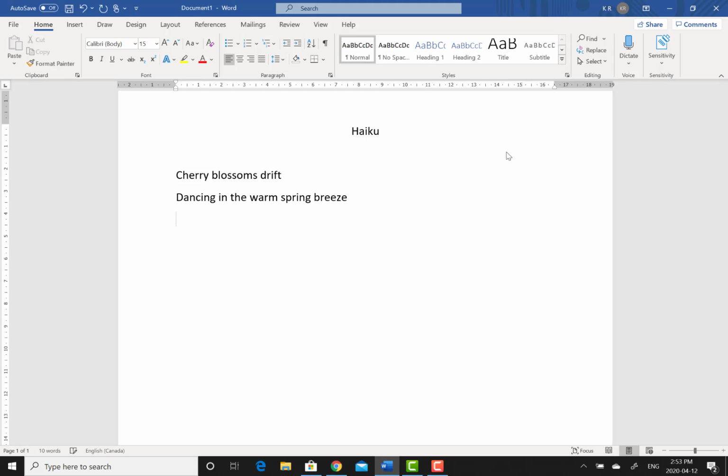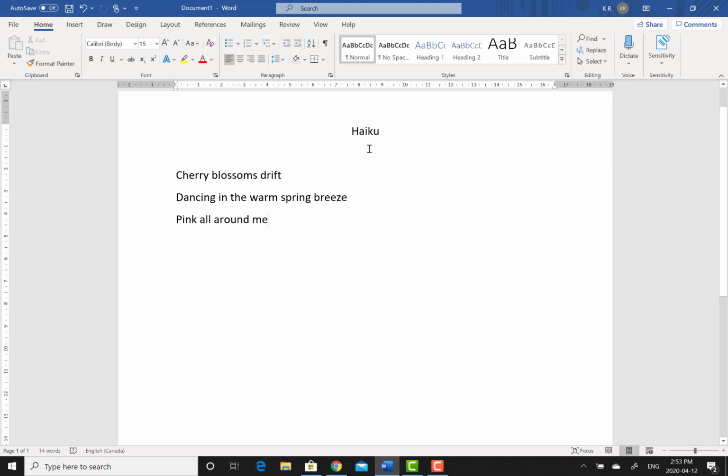Perfect, 7. And last line, once again, 5 syllables. So I'm going to say pink all around me. Pink all around me. Perfect, 5 syllables. And I'm counting every time I'm finished one sentence to make sure that I have the right number of syllables. Okay, you might have to play with it a little bit. You might have to take out words, put in other words, put in synonyms. Take your time. Okay, so here's our poem, haiku. Cherry blossoms drift, dancing in the warm spring breeze, pink all around me.